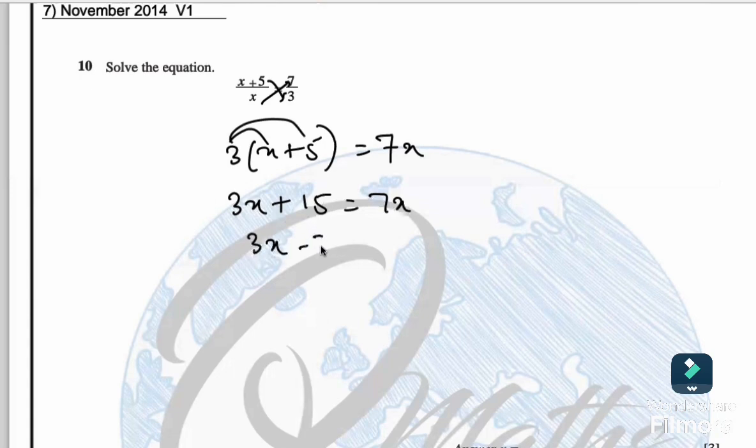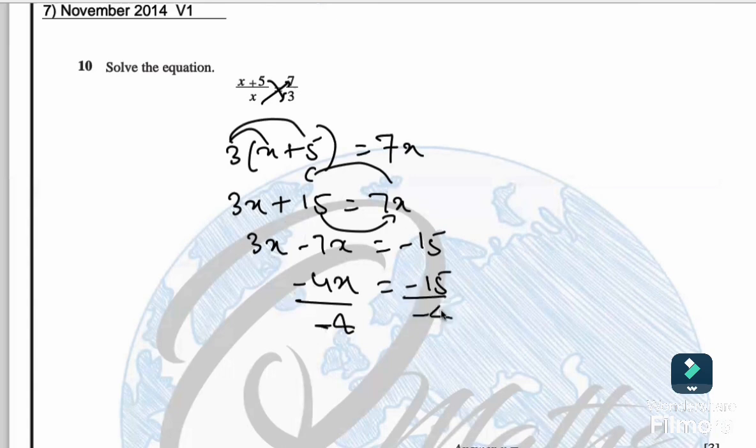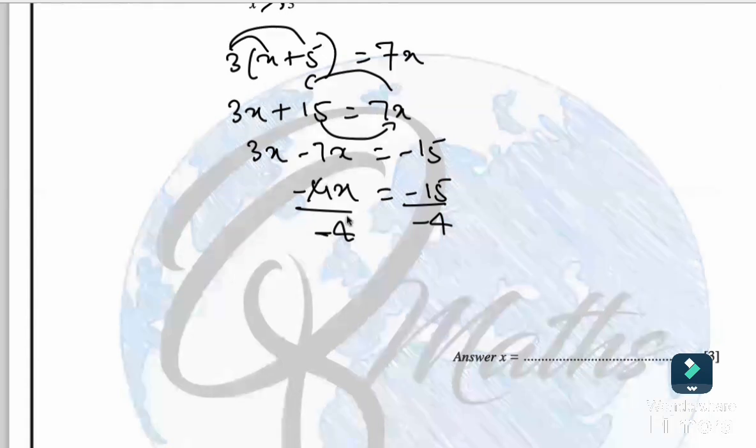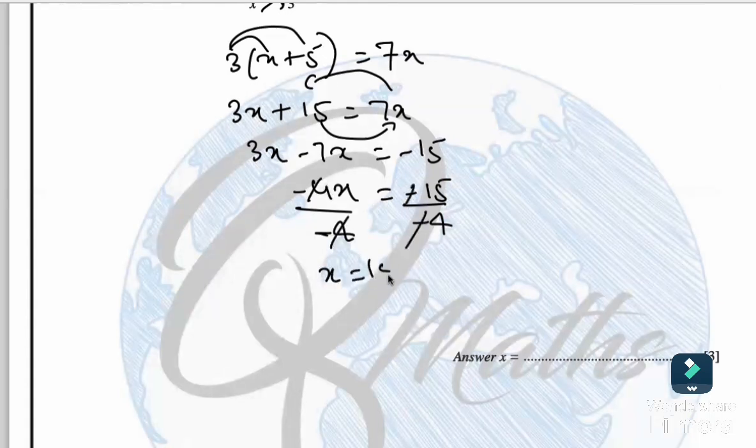Therefore, 3x minus 7x is equal to minus 15. So I'm just moving this here and moving this here. Therefore, minus 4x is equal to minus 15. Divide by minus 4 on both of the sides because I want to make x free, only x I want here. So whatever you have with the x, you can cancel them. So x is going to be, negative negative cancel, 15 by 4.